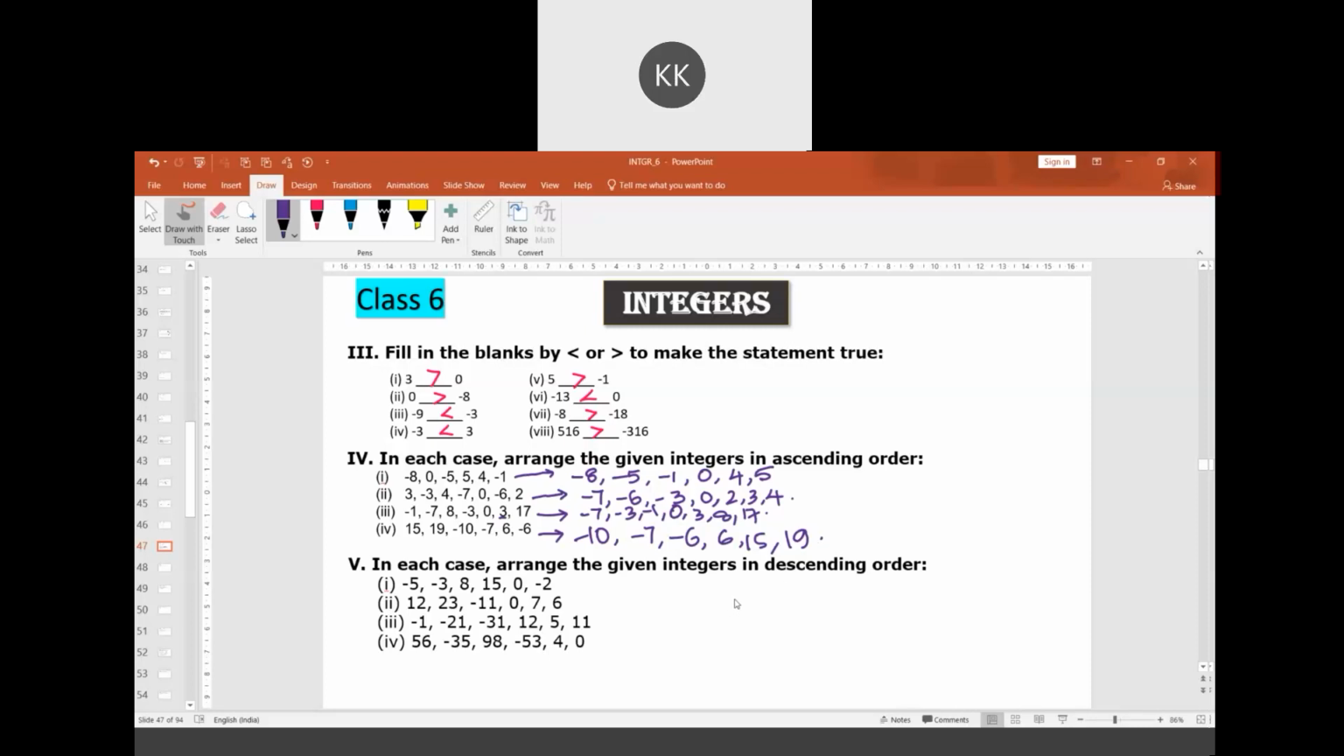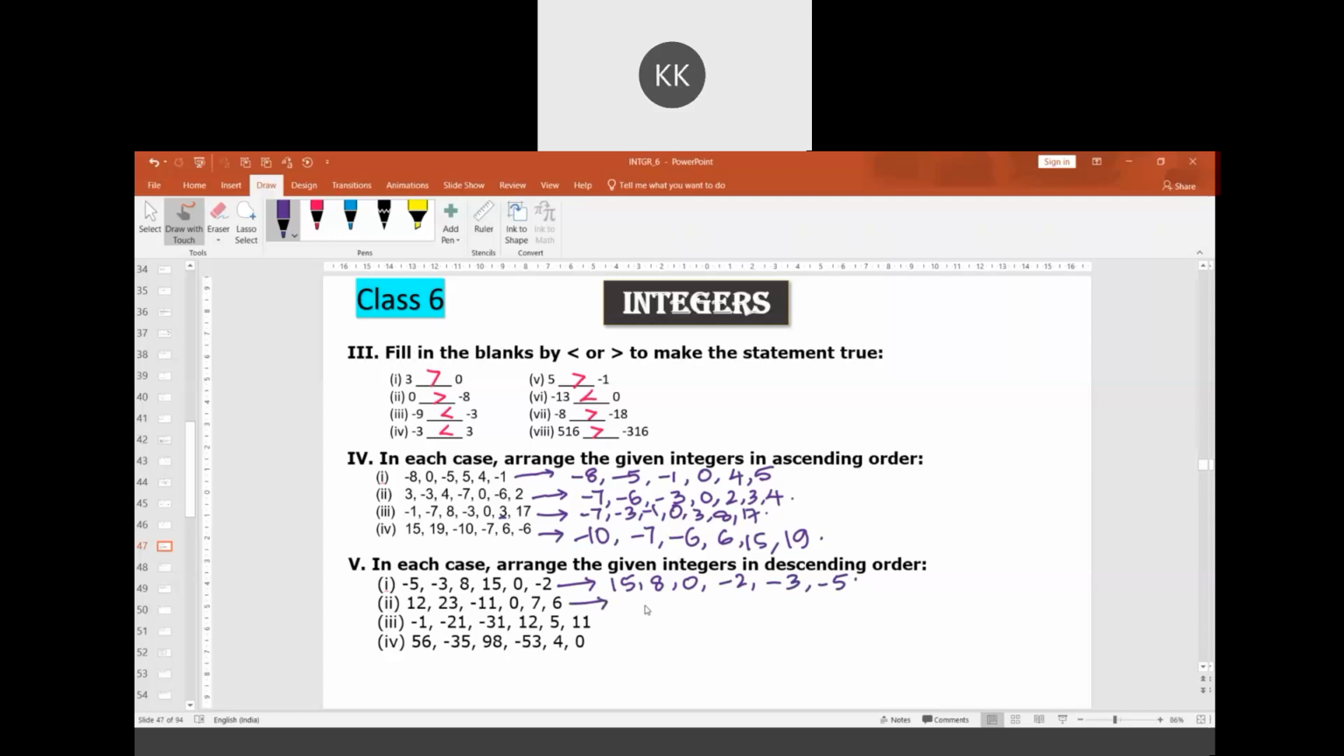Yes, sir. Next one is very easy. This time Rohit can tell. Sir, first one 15, 8, 0, -2, -3, -5. Very good.